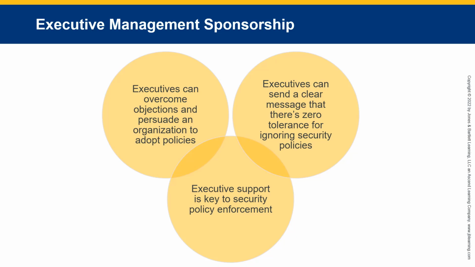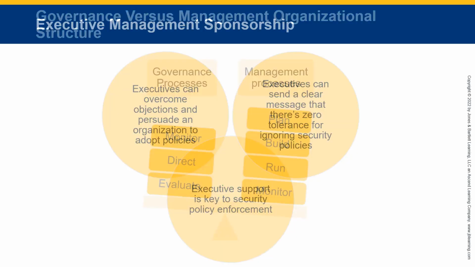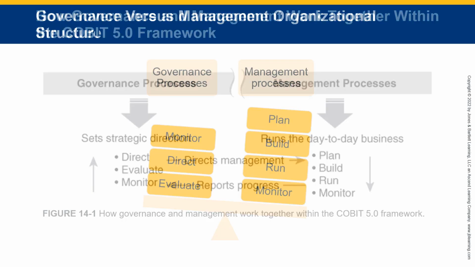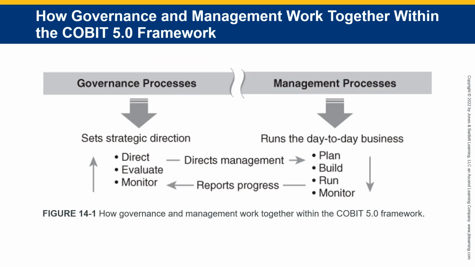security policy enforcement. Here we look at trying to balance the scale of governance versus management organizational structure. On the governance processes side, you have monitor, direct, and evaluate. On the management process side, you have plan, build, run, and monitor. This is just a quick overview of how governance and management work together within the COBIT 5.0 framework.